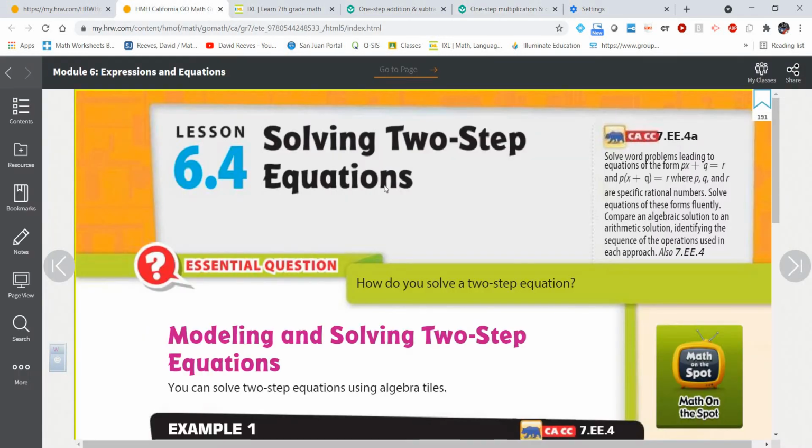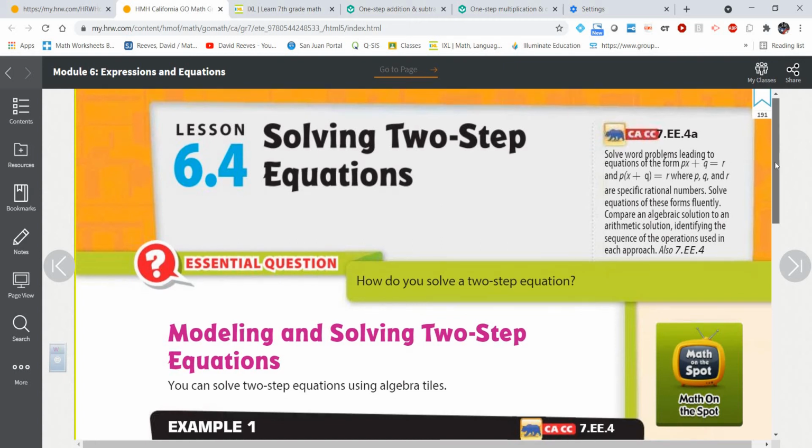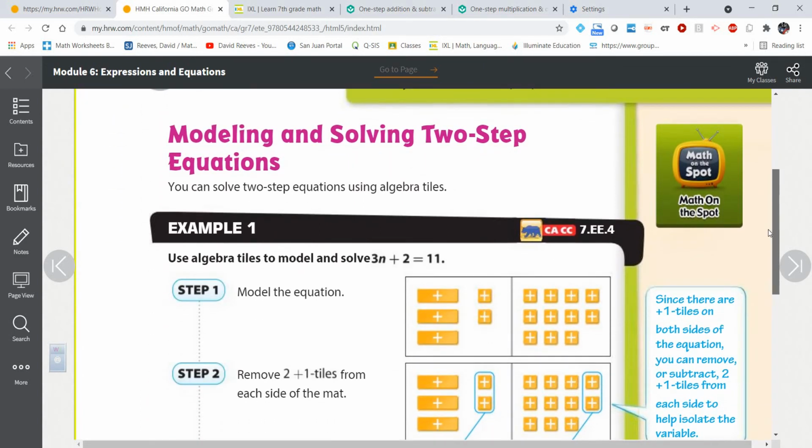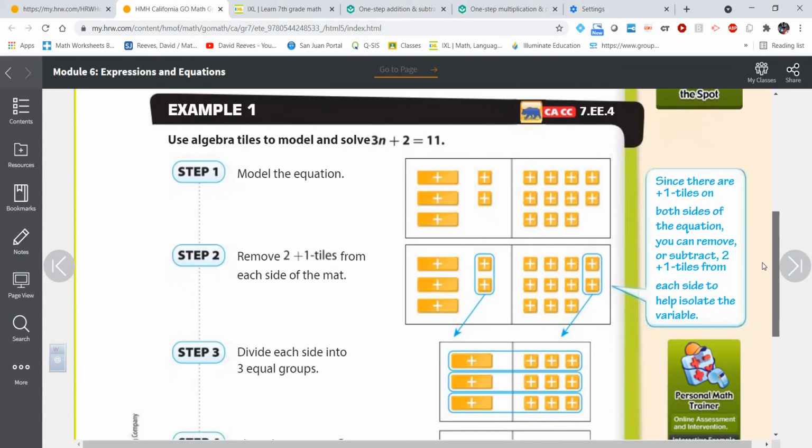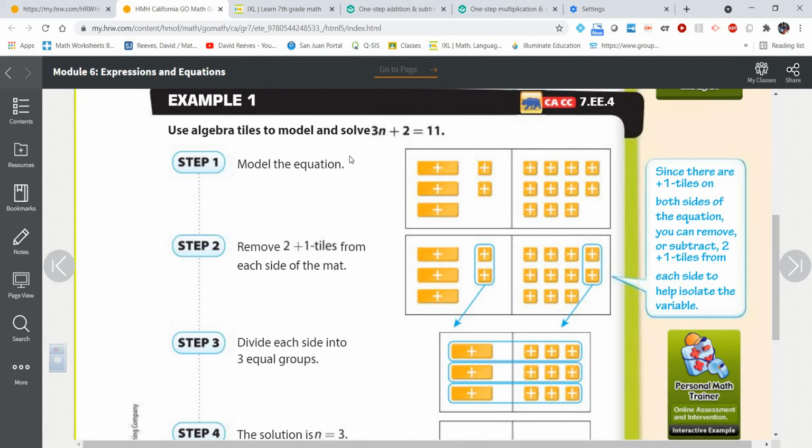If you can do one-step equations, then two-step equations really aren't that bad. We just have to remember something, and that is order of operations. Okay? So for example, right here, they've got a picture of algebra tiles for this equation, 3n plus 2 equals 11.